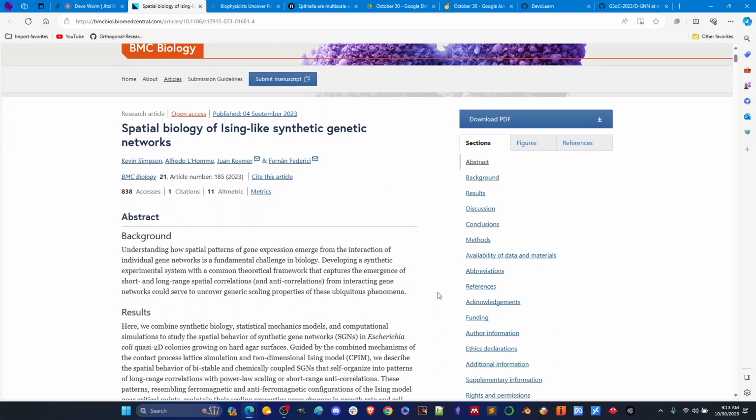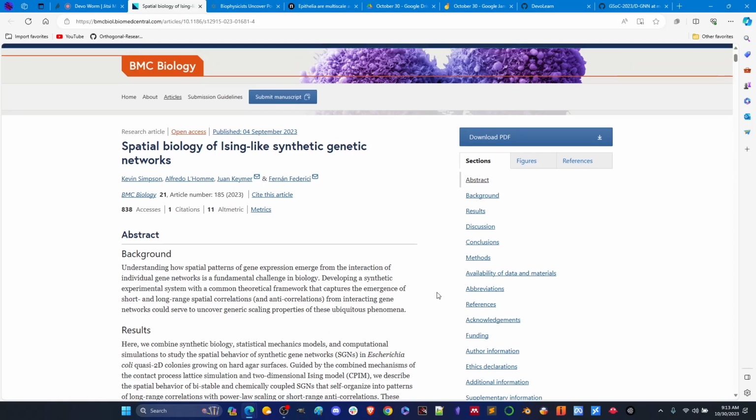I'm just seeing now from Complexity Digest that David Krakauer also has a paper on machine learning and evolution. That sounds relevant. I didn't see that one, but I saw this one come up.